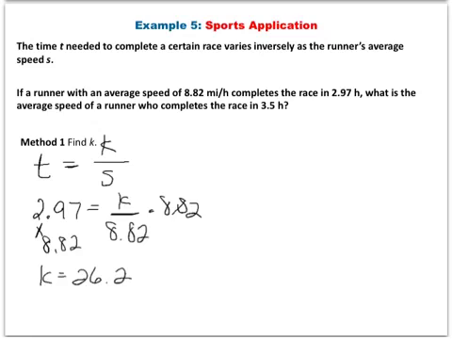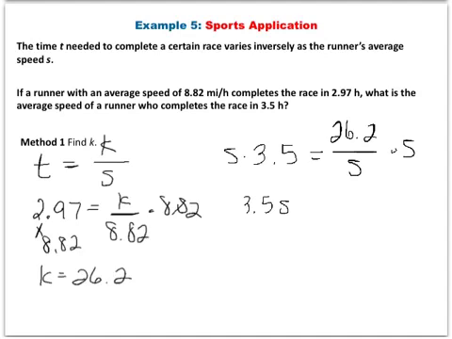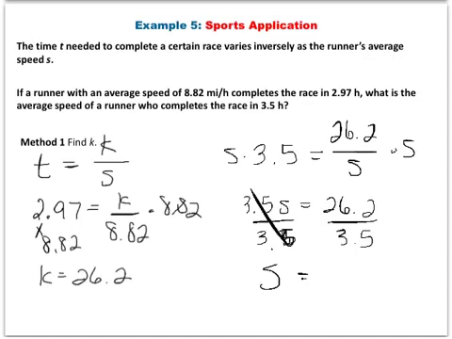Continue the problem. What is the average speed of a runner who completes the race in 3.5 hours? So time varies inversely with speed, and you know that k is 26.2. If we solve for s, I'm going to multiply both sides by s. I get 3.5s equals 26.2. Divide both sides by 3.5, and s equals 26.2 divided by 3.5, which is 7.5, approximately.